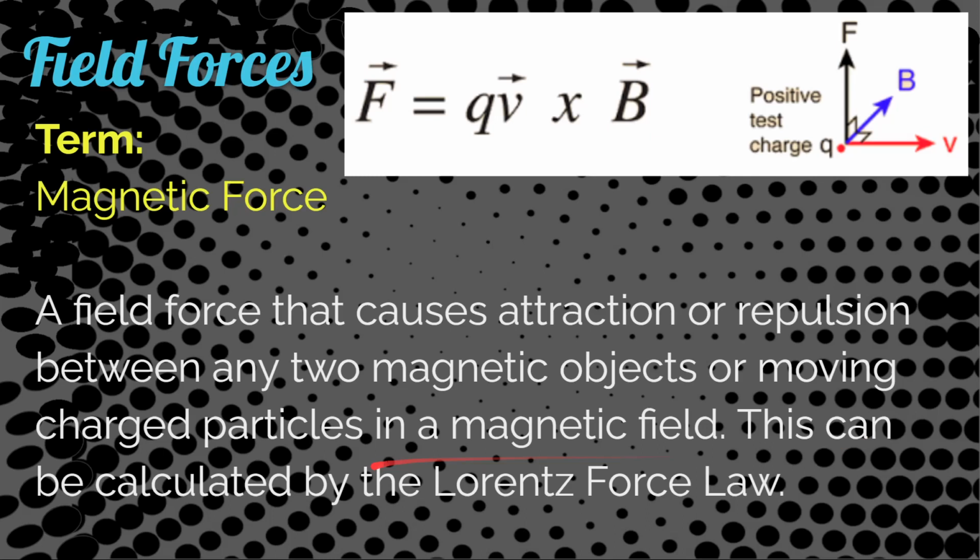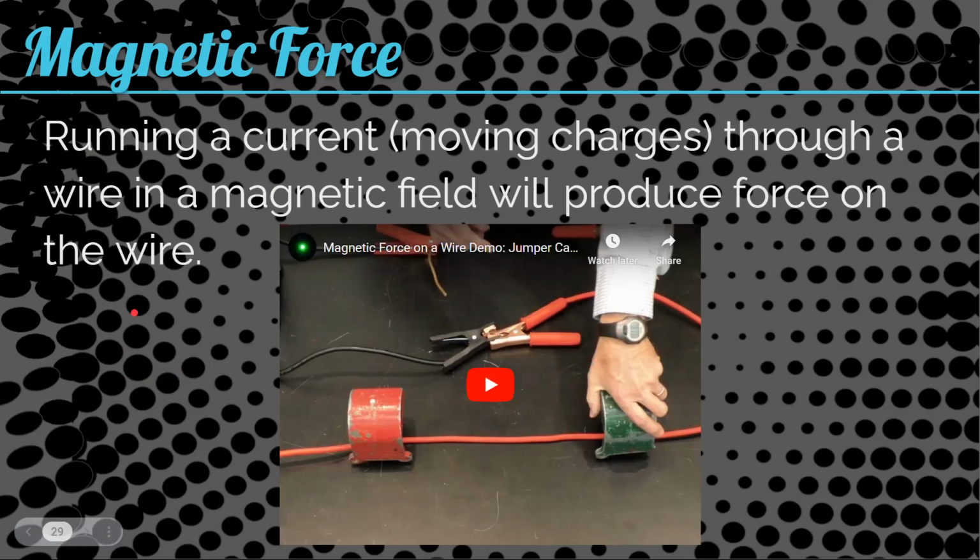This can be calculated by the Lorentz force law, which you see up here. You do not need to write that equation down. All right, running a current, which of course means we have moving charges, through a wire in a magnetic field will produce a force on the wire.